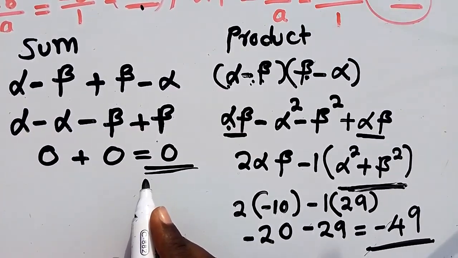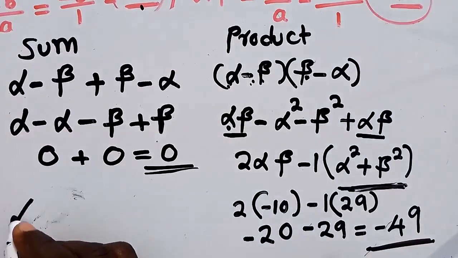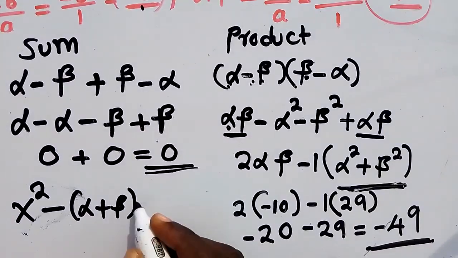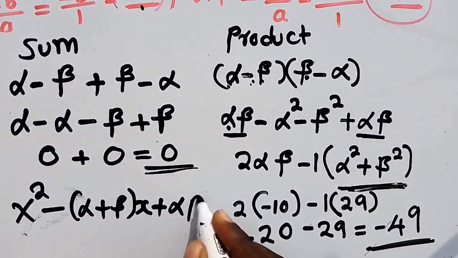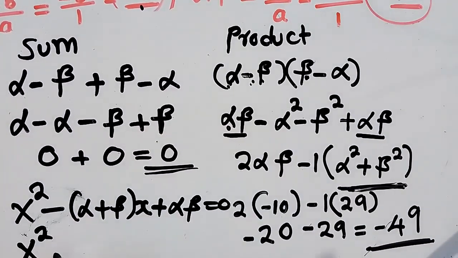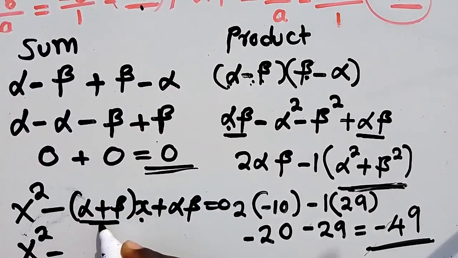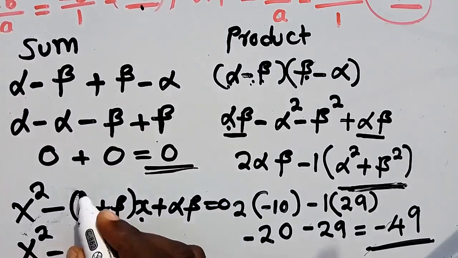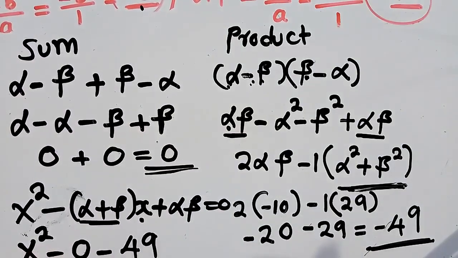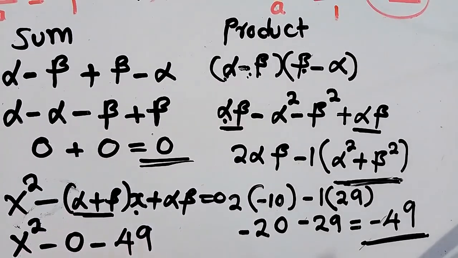So how are we supposed to work out this? Here the formula is x squared minus alpha plus beta x plus alpha beta is equal to 0. This is the equation. So x squared minus this one, which is 0, times x, this part will not appear. Then we've got this other one. So this whole part is 0. Then minus 49, like that, which is equal to 0.